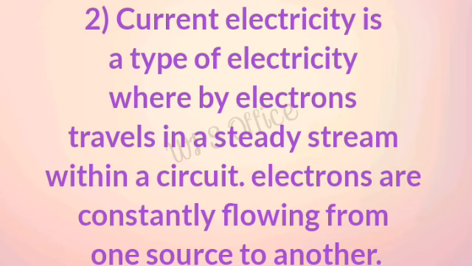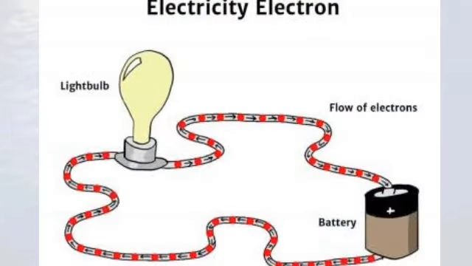Next, current electricity. Current electricity is a type of electricity whereby electrons travel in a steady stream within a circuit. Electrons travel to and fro within a circuit. Electrons are constantly flowing from one source to another. So in current electricity, the electrons are not in one place, they flow from one place to another.